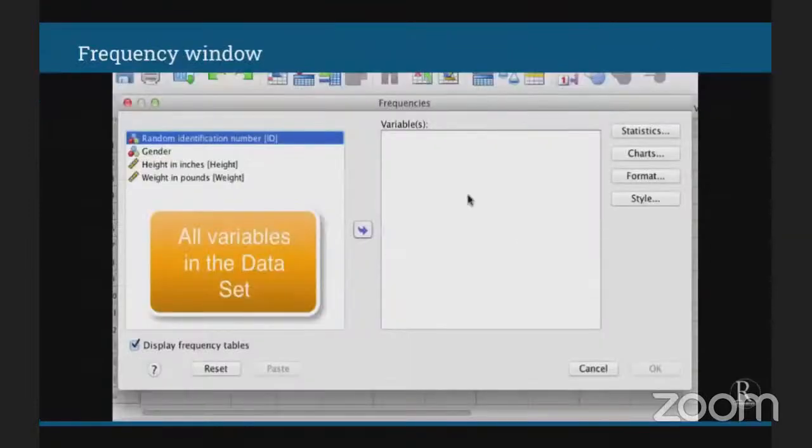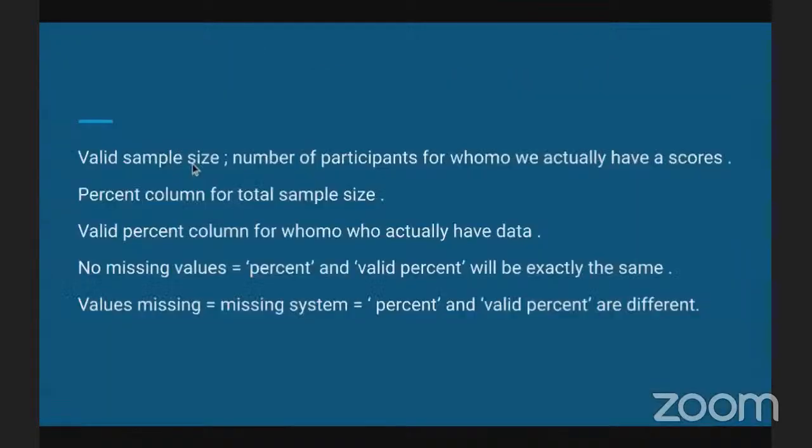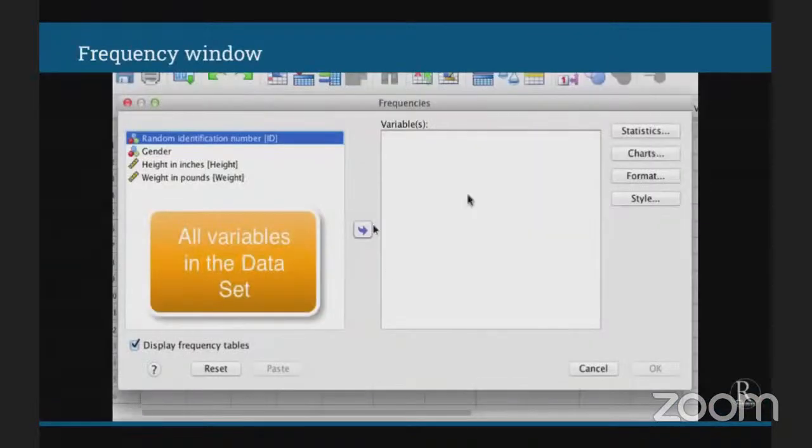On the left side, we can see our variables, which are gender, height, weight, and the ID. We can choose which of these variables we want to analyze. So I'm just going to press on it, then press this arrow, and the variable is going to go to the right side. Then I'm going to press OK. This is the way the frequency table is going to show.